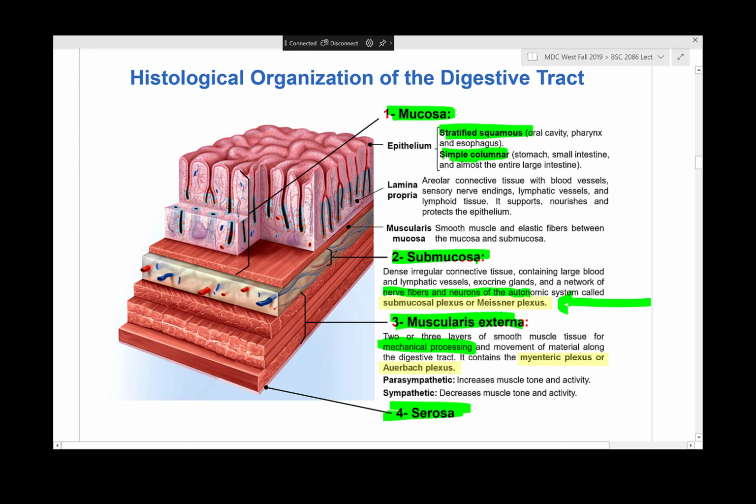Can anybody tell me simple sugars? Fructose? Glucose? Sucrose, no. Sucrose is your fructose and glucose.